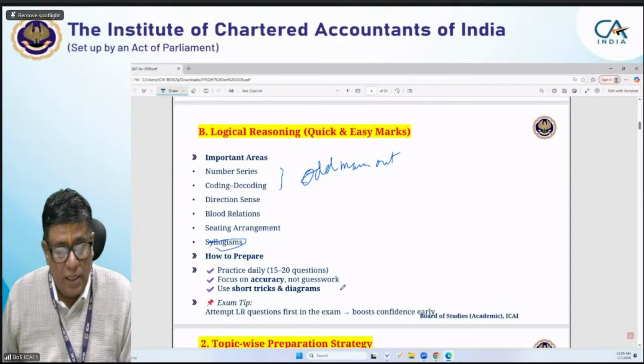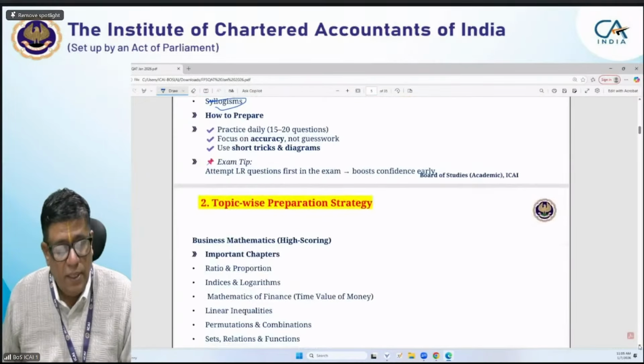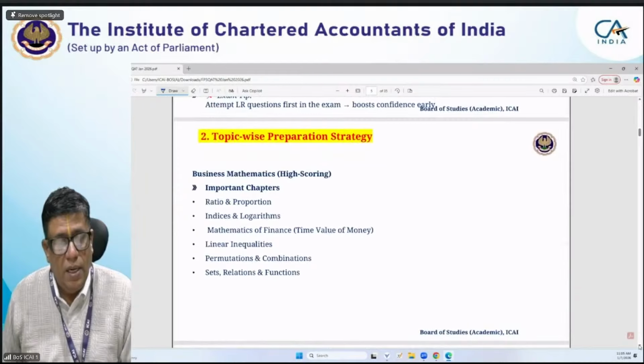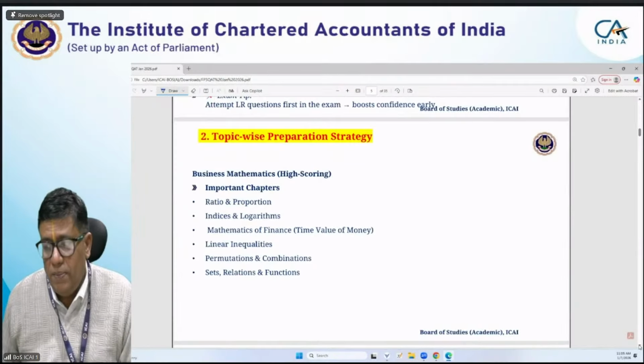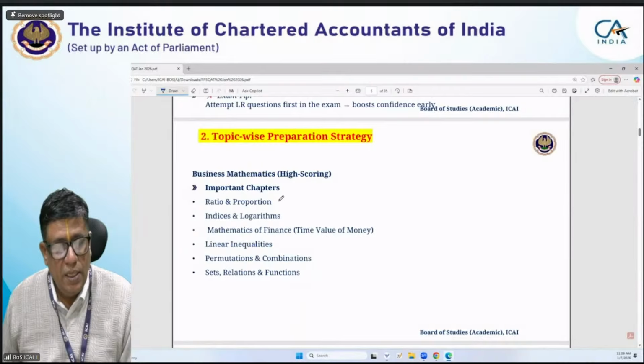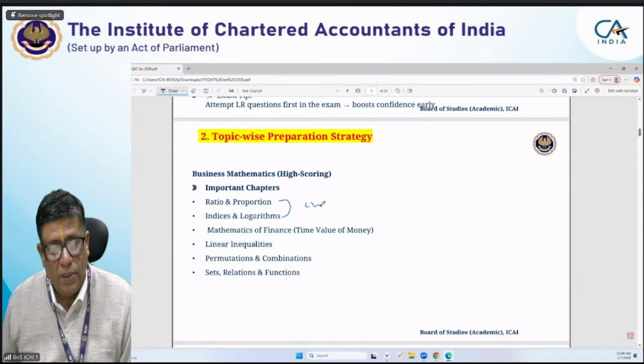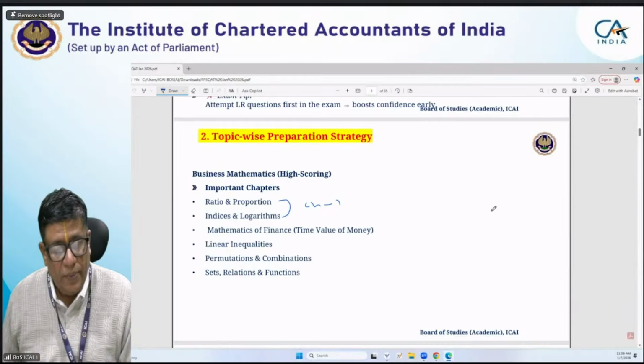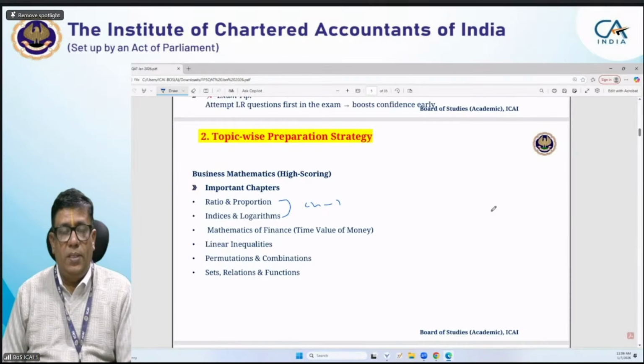Next is the topic-wise preparation strategy, which we will discuss now. Coming to the business mathematics part, it has ratio and proportions, indices and logarithms. This is one unit actually: ratio and proportion, indices, and logarithms, chapter 1. These are all formula based only.